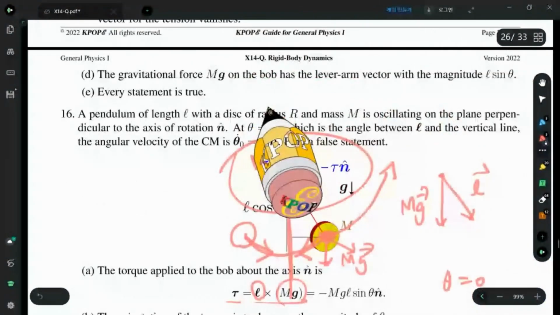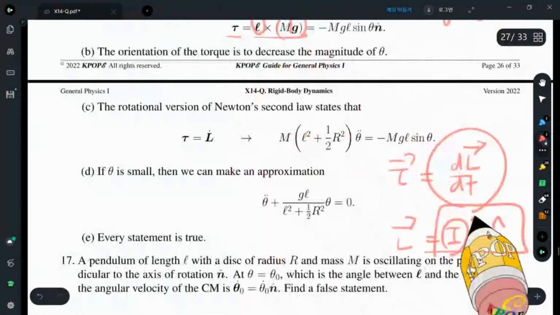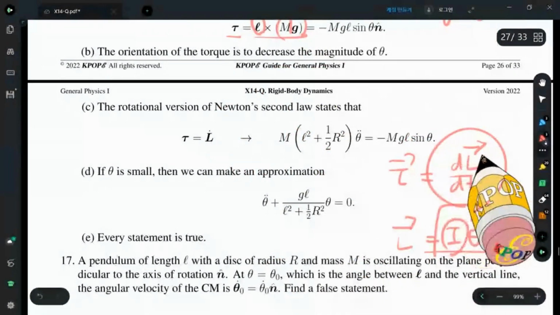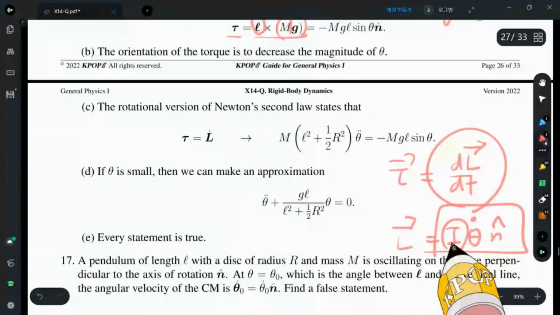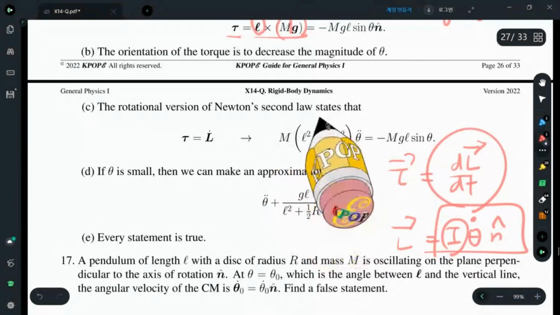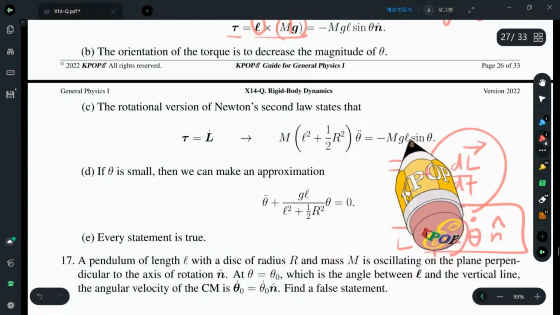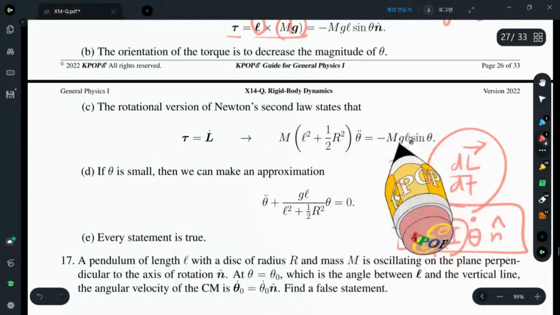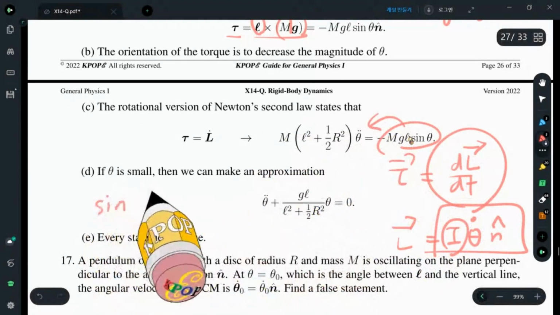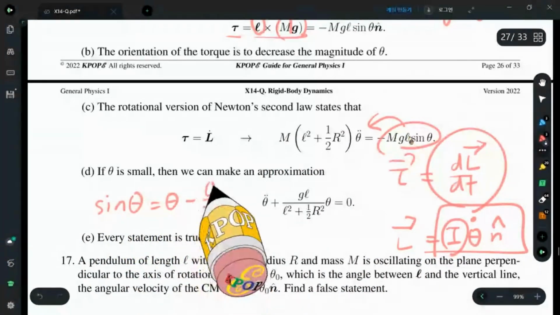We have I in here, we obtain this one, I prime, and theta dot. The time derivative of angular momentum is I theta double dot. So this is I, and theta double dot comes from this. And if you move this term to the left hand side, and take the limit, theta is small, we know theta can be approximated in this way.